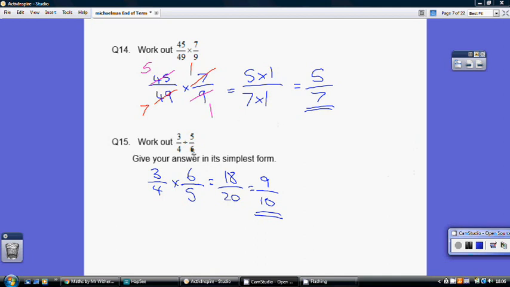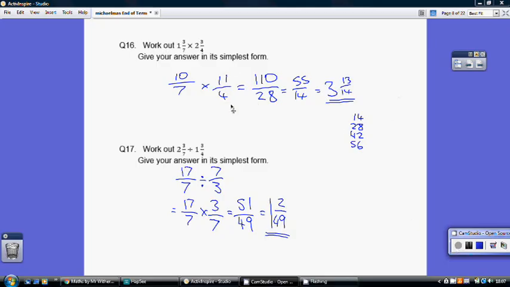Question 15. Now to divide fractions, you've just got to follow a process. The first fraction stays the same. You change the question from being a division to a multiplication, and you flip the second fraction, and the second fraction only, over. So rather than 5 over 6, that becomes 6 over 5. Now that's changed the question into an easy multiplication question, which is just top times top and bottom times bottom. 3 6s are 18, 4 5s are 20, and then we can simplify top and bottom by dividing both by 2, giving us 9/10.